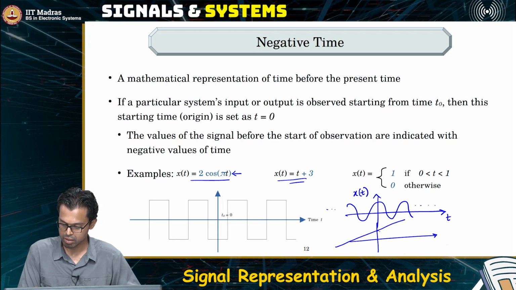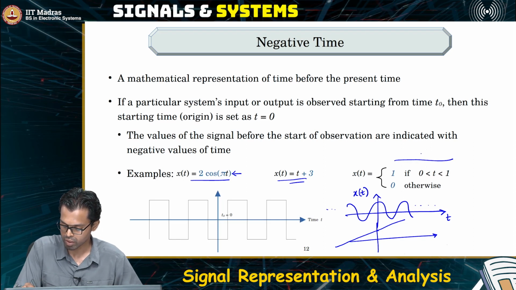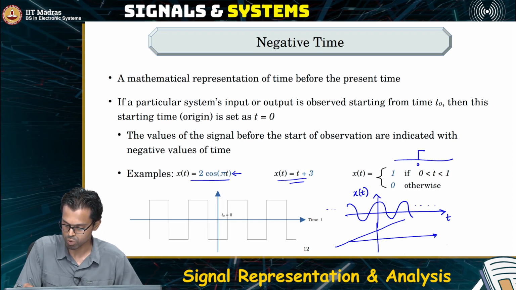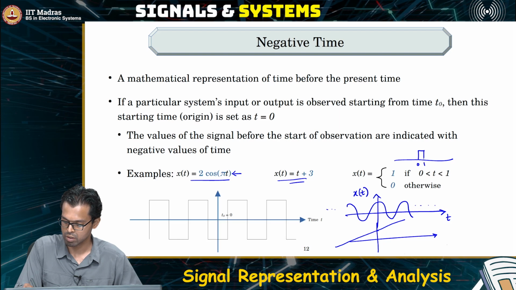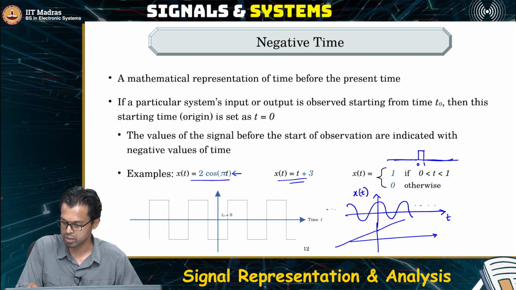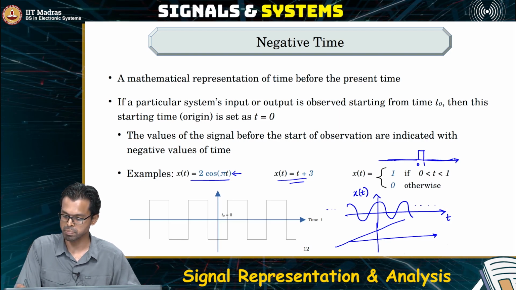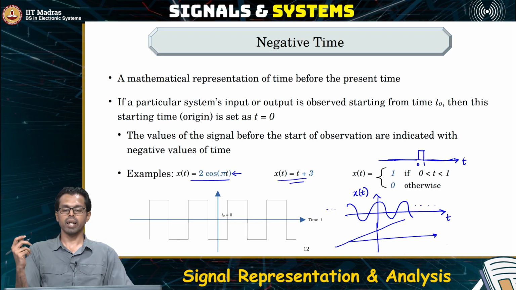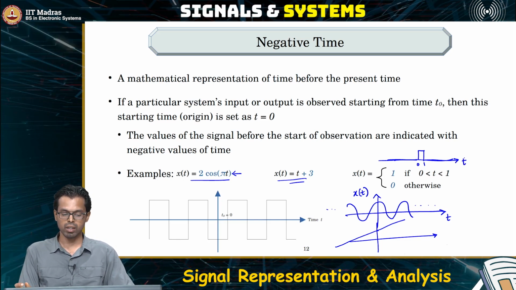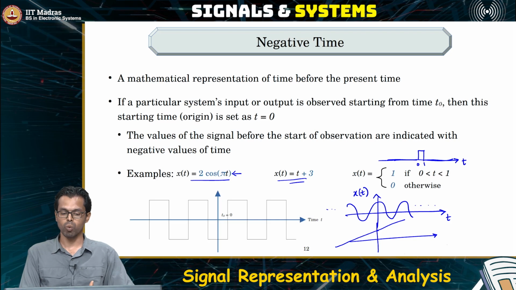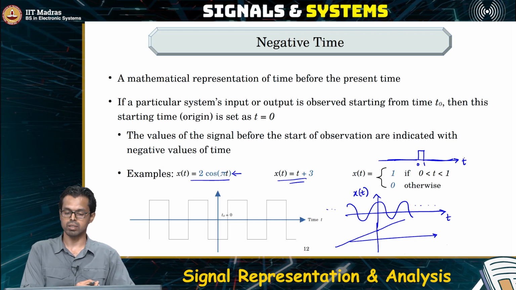Similarly, this signal is just 1 for 0 and it is 0 elsewhere. So negative time is simply nothing but a representation of what happens to the signal in the past. That's all.